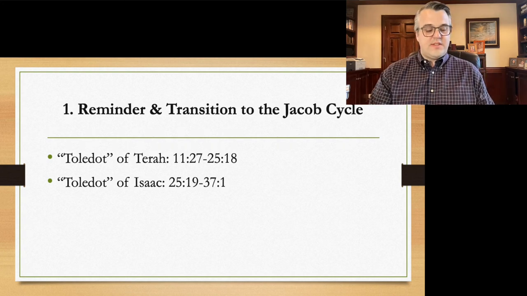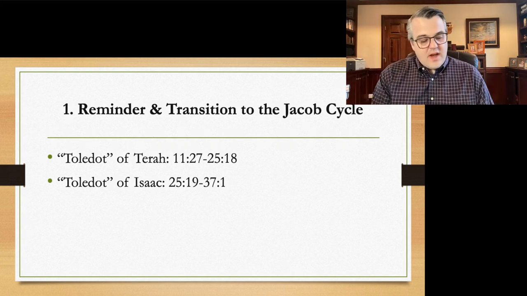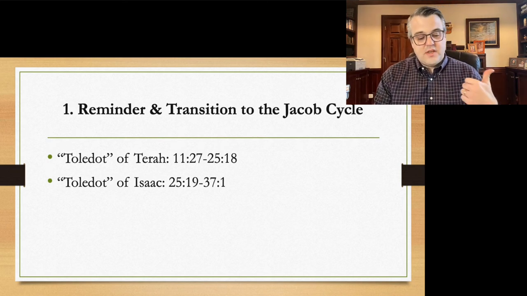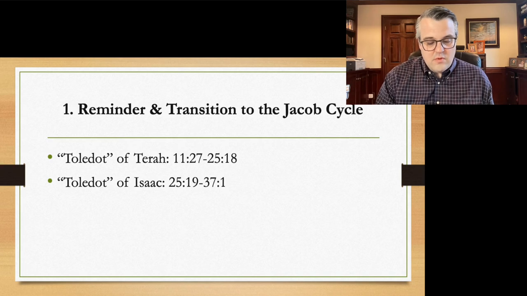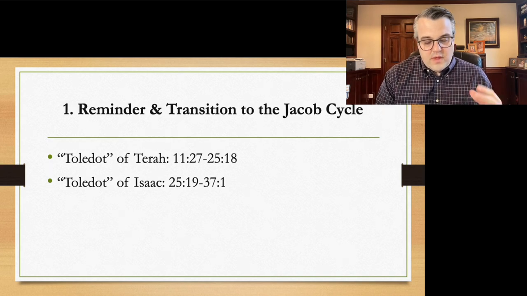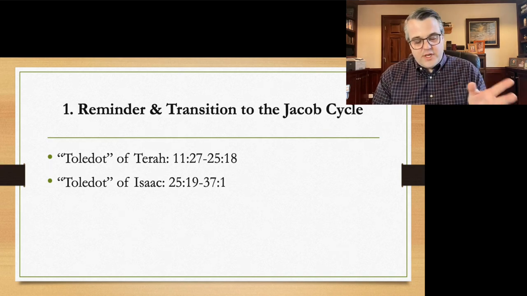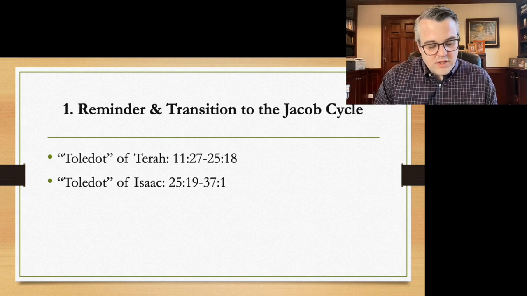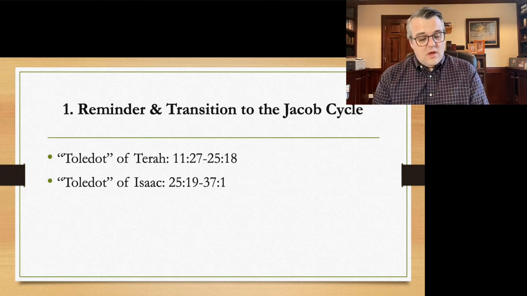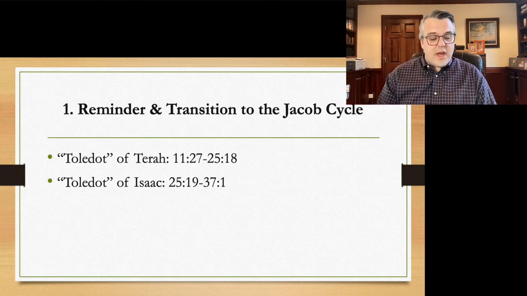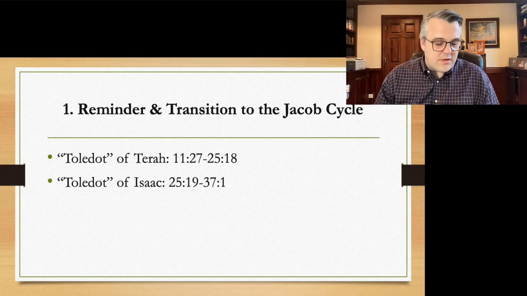Look at verse 27 of chapter 25. When the boys grew up, Esau was a skillful hunter, a man of the field, right? As Cain and Abel, Jacob and Esau, same kind of parallel. Well, Jacob was a quiet man dwelling in tents. Isaac loved Esau because he ate of his game. He liked the food. But Rebekah loved Jacob, probably because Jacob was around a lot more.